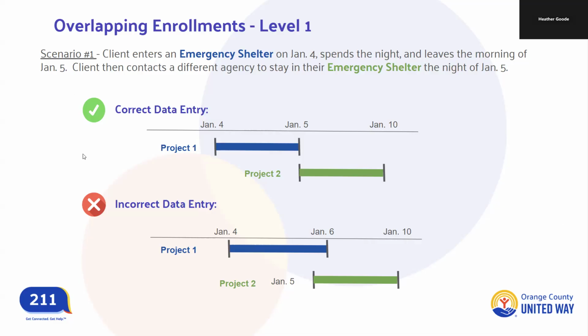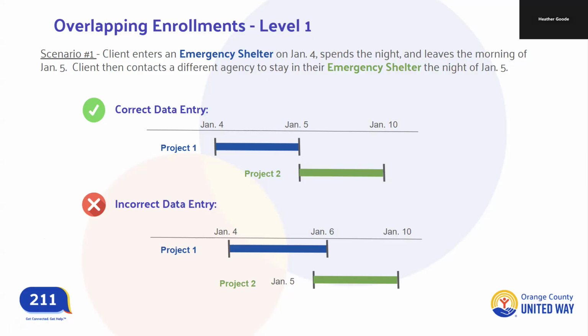You can see in this top portion, this is correct data entry where project one has correctly recorded an entry date on January 4th and correctly entered the exit date on January 5th. Project two has correctly entered the enrollment date on the 5th. So even though it shows the same day, this is the morning of, and they're spending the night on January 5th through January 10th.